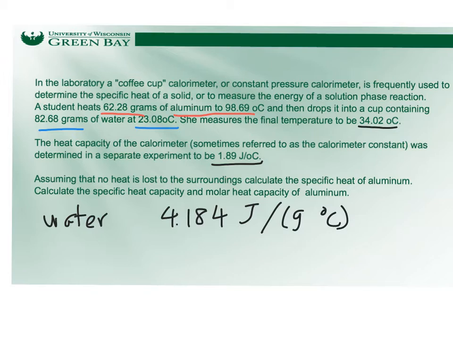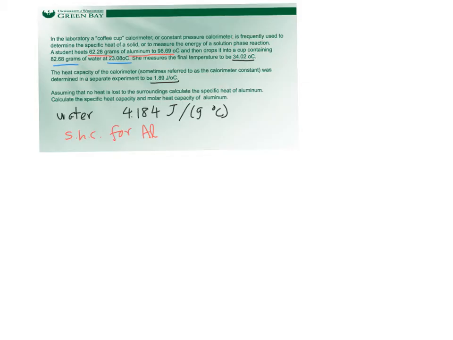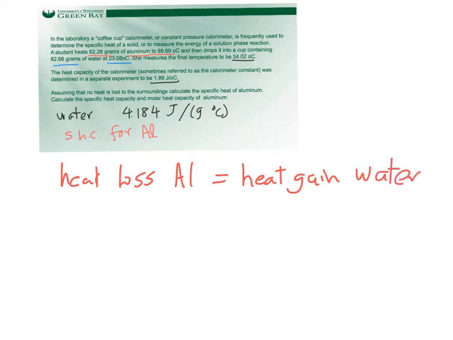Now, this problem asks you what is the specific heat capacity for the aluminum. To solve this problem, you have to mentally think the heat loss of aluminum equals heat gain by water plus heat gain by the calorimeter.